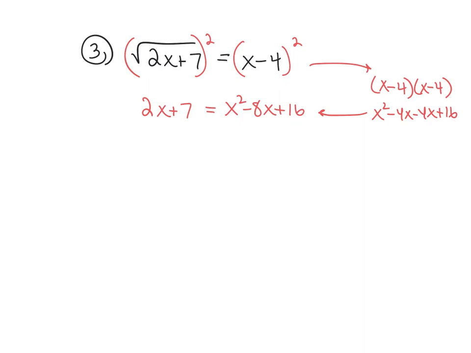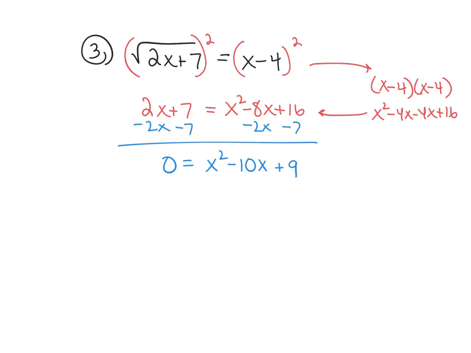So you can see this is a little bit different. We have a quadratic. We know how to solve a quadratic. We need to set it equal to 0. So I'm going to subtract 2x and I'm going to subtract 7. And I get 0 equals x squared minus 10x, and 16 minus 7 is going to leave us with a positive 9.